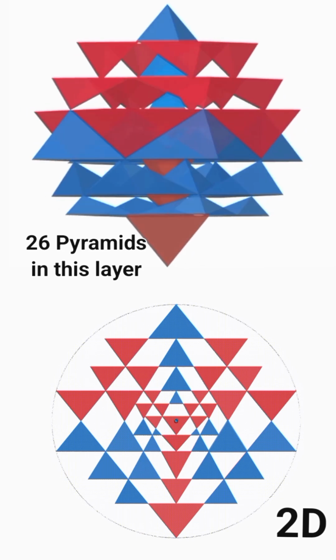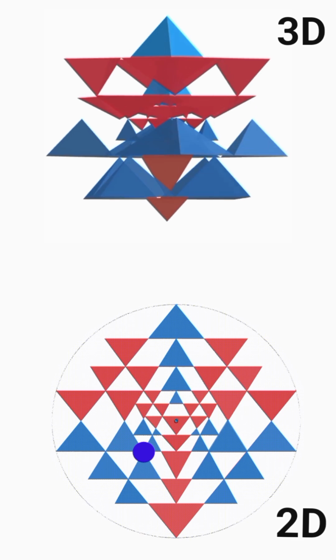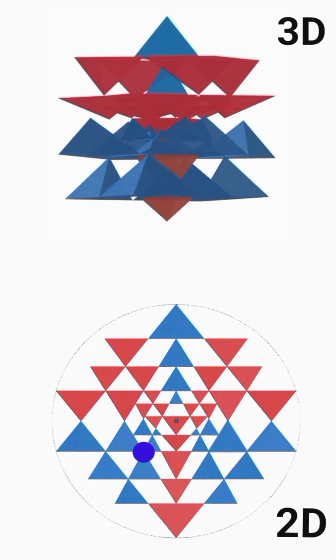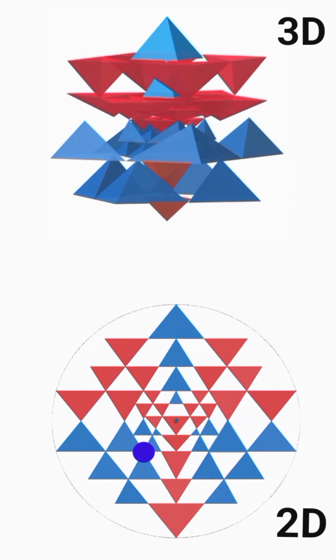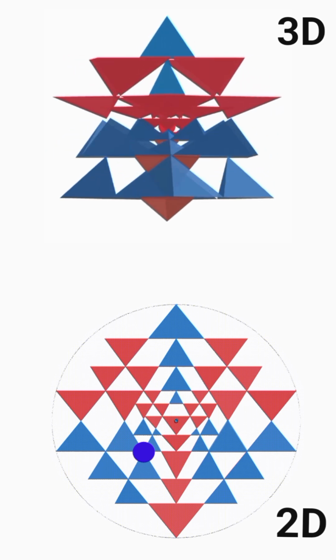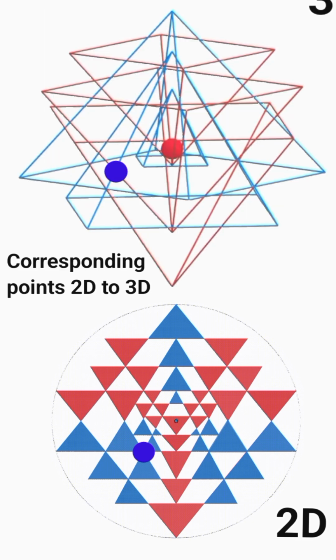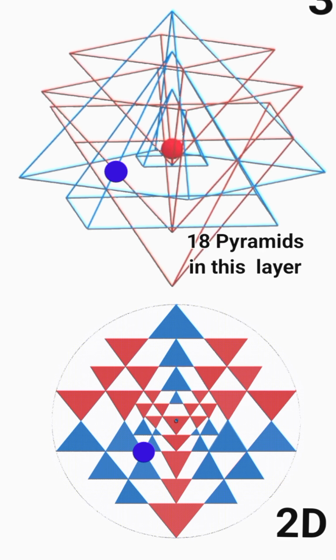As we go to the inner layers, the pyramid sizes become smaller and smaller. Then the third layer, that is still more inside. Here again, there is a challenge of finding 18 pyramids that match the 10 triangles in the 2 dimensional Sri Chakra. I rejoiced when I found them. You can see corresponding points as shown. Now that the pyramids are identified, you can see them easily.